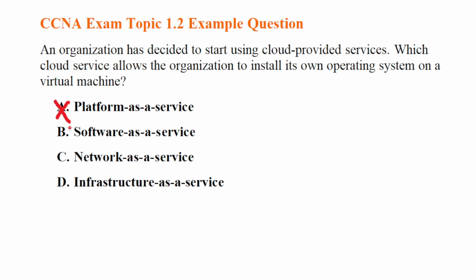B. Software as a service. Software as a service delivers software applications over the internet managed entirely by the provider. Users just use the software, not the operating system. C. Network as a service. This provides network services virtually, not related to OS installation on VMs, and it is not a standard CCNA topic. D. Infrastructure as a service. Yes, infrastructure as a service provides virtualized computing resources over the internet, including virtual machines.